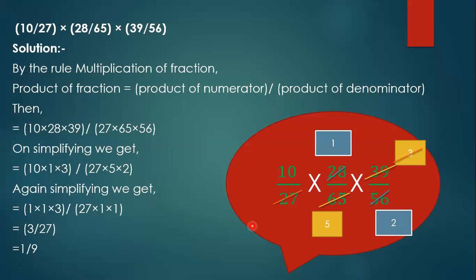See, in 3's table, 27 comes 9 times. And here there was 5 multiplied by 2, which is 10. 10 gets cancelled out by 10. So what are we left with? 1 by 9. Is this clear, children? Very good. Now, Abhi, I can see your hand raised. Last 10 minutes, I'm going to discuss the doubts, all right?